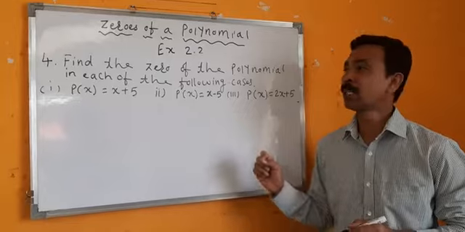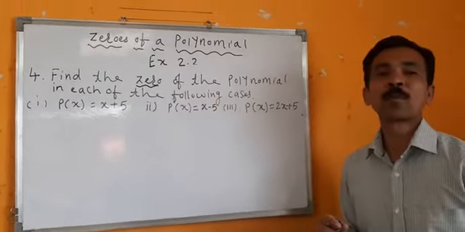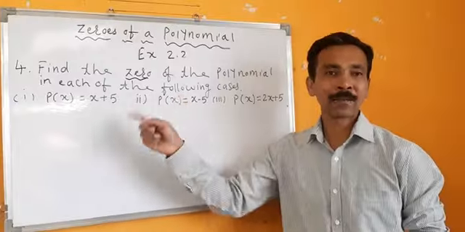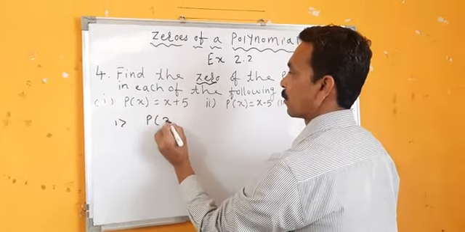Again I repeat the question. Find the zero of the polynomial in each of the following cases. Examples are given. I will solve the first example. You will come to know what is the meaning of find the zero.